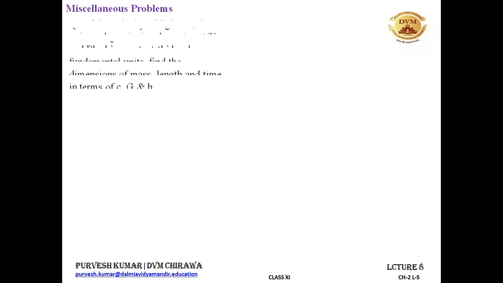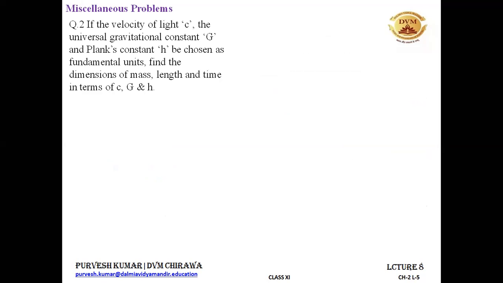In problem number 2, this is one another kind of problem that was again asked in IIT some years back. So it says like this, that if the velocity of light denoted by small c, the universal gravitational constant denoted by capital G, and the Planck's constant denoted by h are chosen to be the fundamental units, find the dimensions of mass, length, and time in terms of c, G, and h. So now the dimensions for mass, length, and time need to be obtained if we have changed the fundamental units.